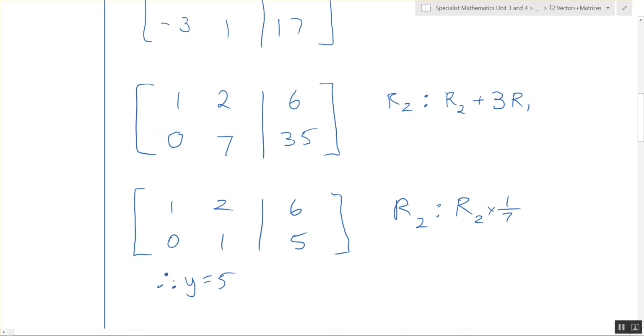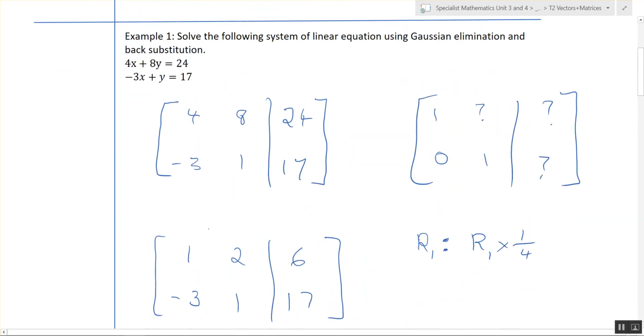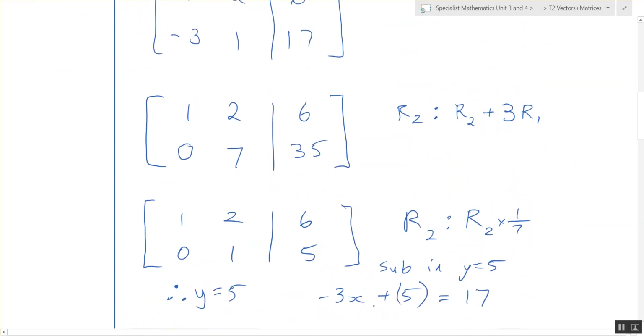How could we find x? You just sub y into the original equation. Yep. Or you can also use another row operation and make this a 0. That also gives you x. So either way looks easier. Subbing in y equals 5. Probably good to justify. What was that equal to? 17. So negative 3x equals 12, x equals negative 4. Okay?